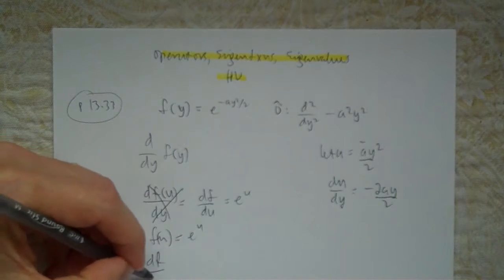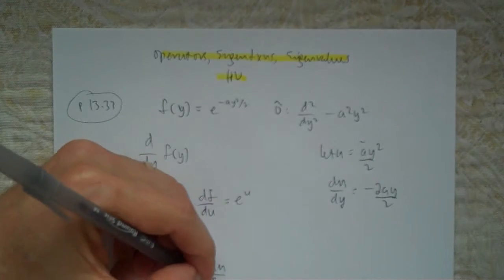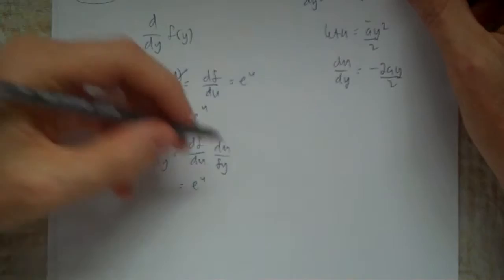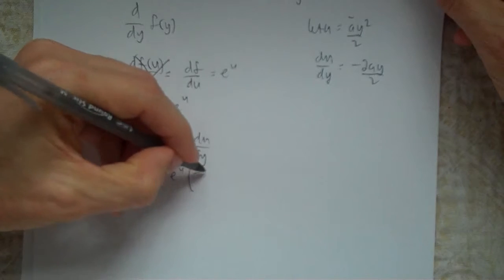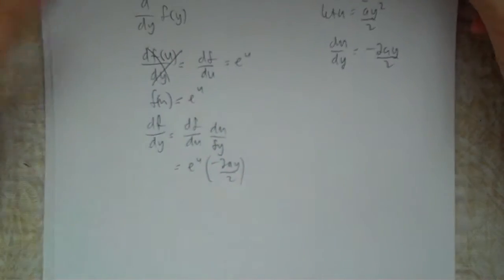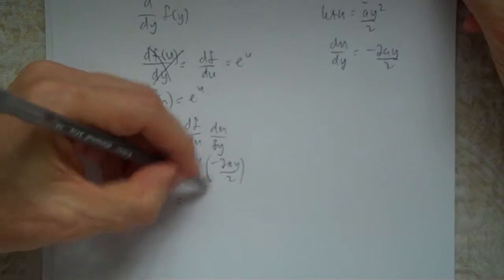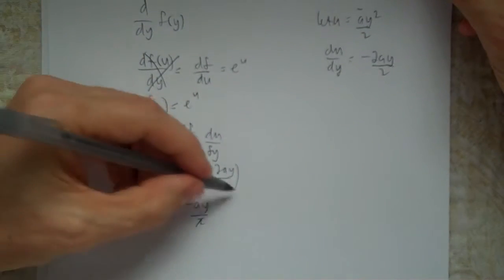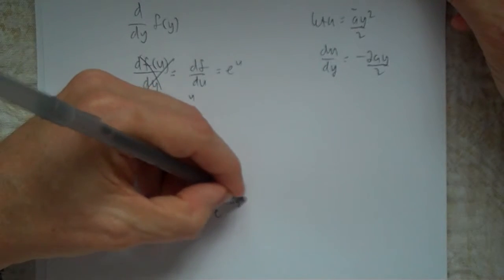So df/dy is equal to df/du times du/dy. Chain rule, old friend of ours. So df/du is equal to e to the u. du/dy is over here: minus 2ay over 2. So it looks like it's simply minus ay over 1, because these twos cancel, times e to the minus ay squared over 2.